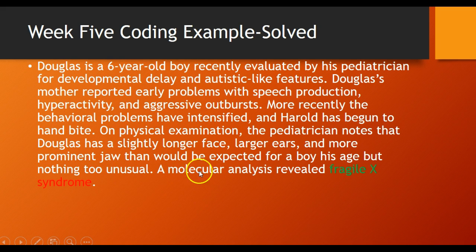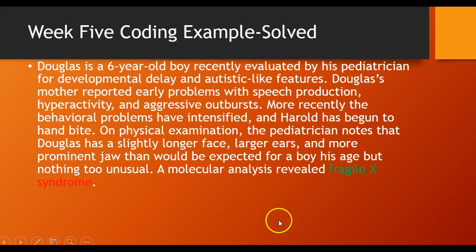Then he did a molecular analysis which revealed Fragile X syndrome. We have all of this information here, but since we have a confirmed diagnosis that has been revealed through testing, we are definitely going to omit coding any of this other information. We're just going to deal with Fragile X syndrome. And even though it's written as Fragile X syndrome, your main term once again is syndrome. So that's where we begin in the index.